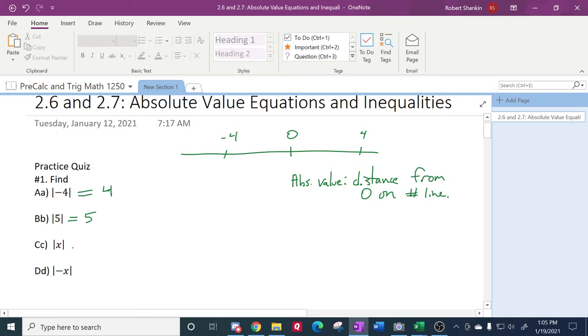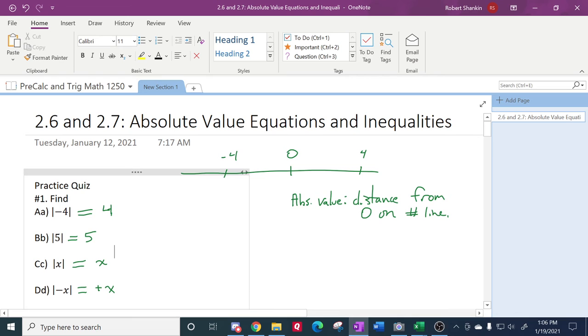Now, the absolute value of x and the absolute value of negative x, shouldn't they work pretty much like this, where this is just x and this is just positive x, where we just get x and x? So I'm going to ask, does everybody agree with me that we get x and x on C and D? Or is there anybody who disagrees? If you disagree, you can speak up. Nobody disagrees? Everybody agrees? All right, well, we're all wrong then.